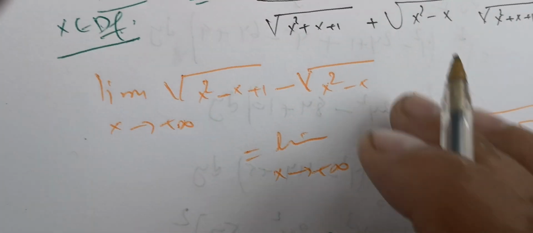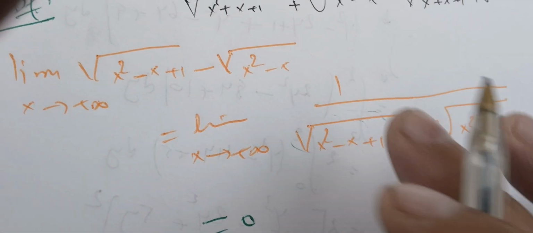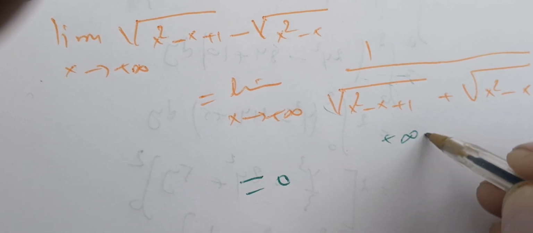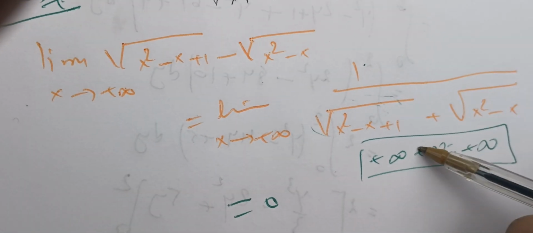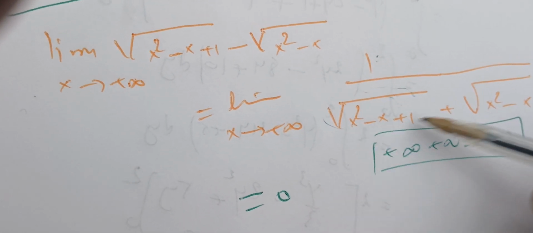I think that's it. Our aim is to find the limit, and we found it from here, because remember, plus infinity is plus infinity. So we have 1 over plus infinity. A small number over a huge number is 0.